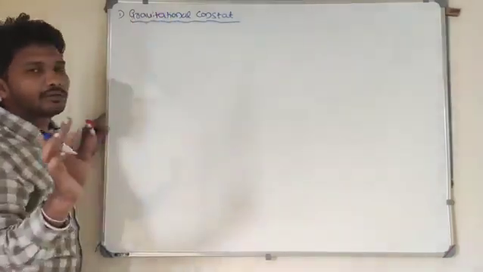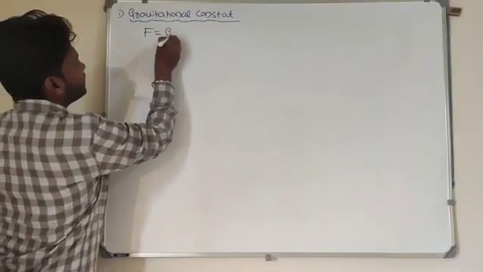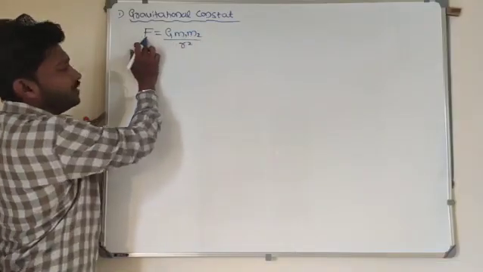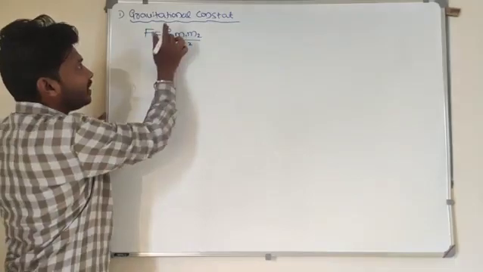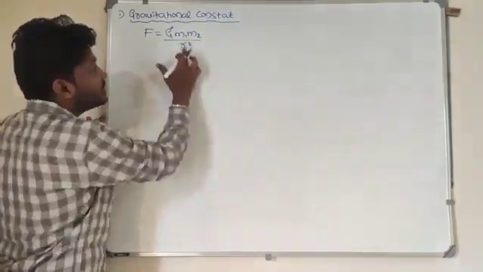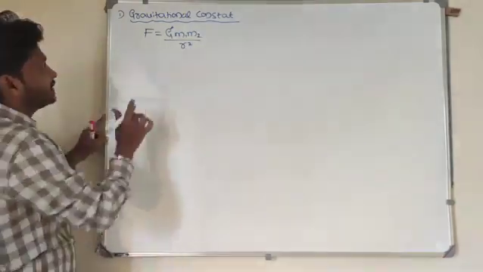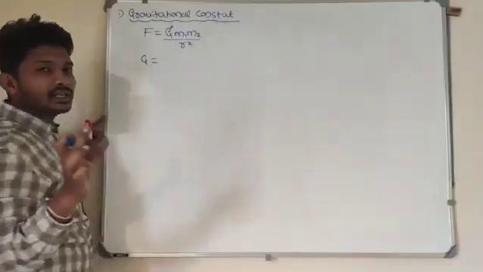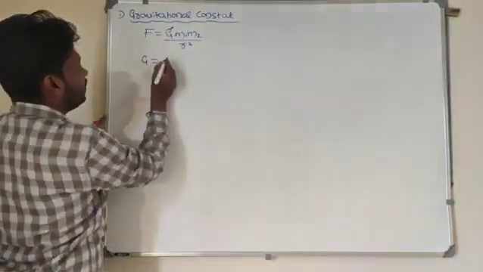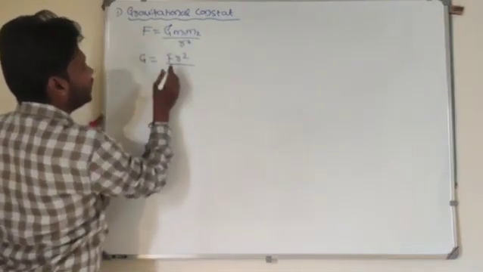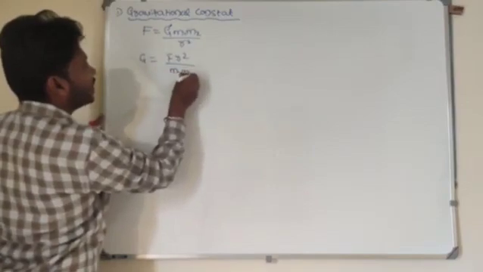So, the dimensional formula for the gravitational constant. I will give the formula: F is equal to G m1 m2 divided by r square, where F represents force, capital G represents the gravitational constant, m1 and m2 represent the masses, and r represents the distance. So I will rewrite this formula. This is the universal law of gravitation. From that formula, I will write the dimensional formula for the gravitational constant, G.